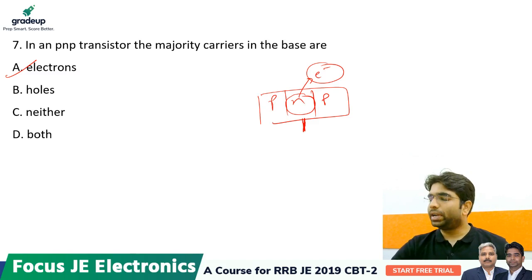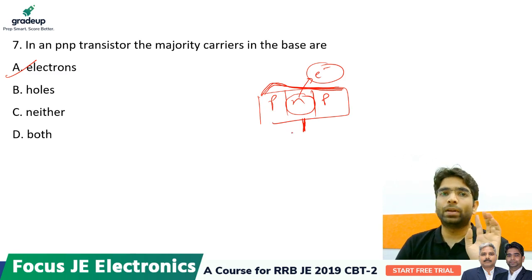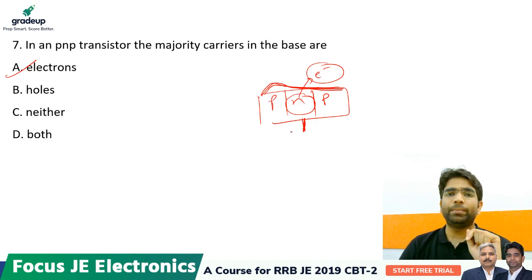See, the majority current will be due to the holes, because holes from the p-type will diffuse from emitter to collector. But in the N-type base, the majority carriers are electrons.